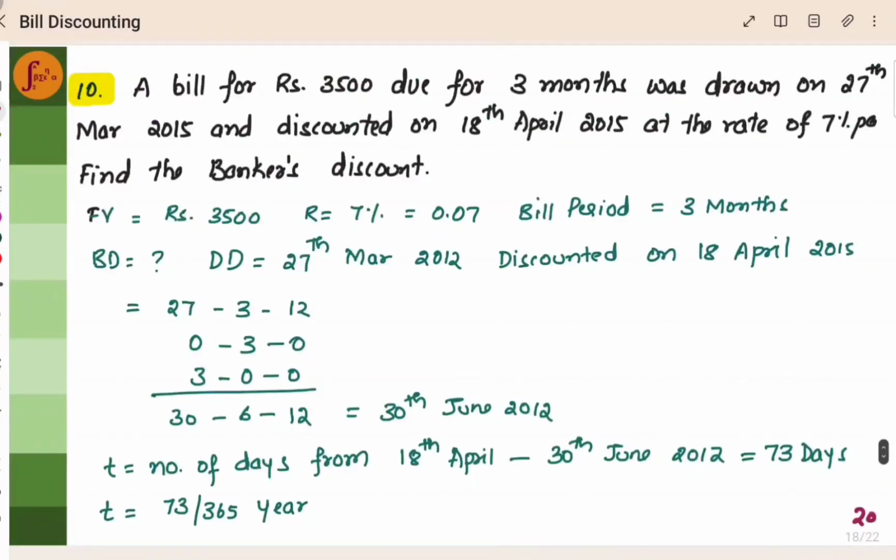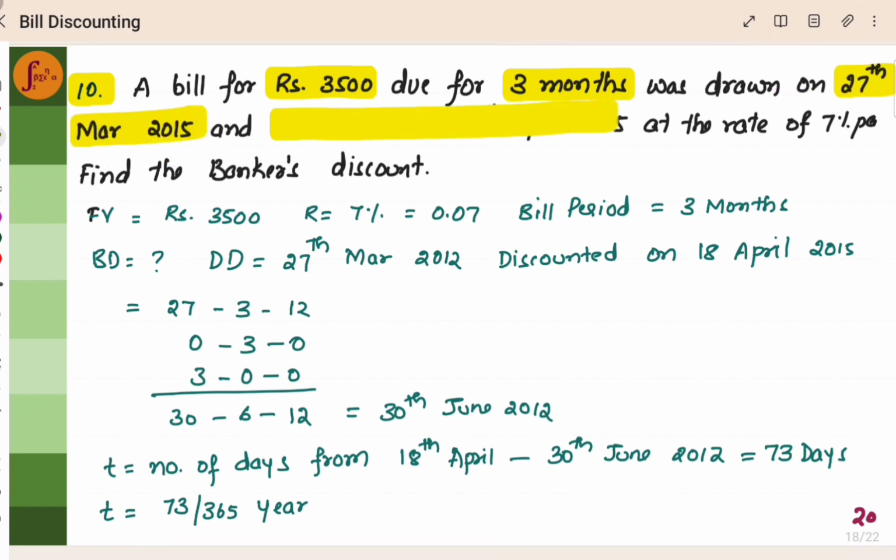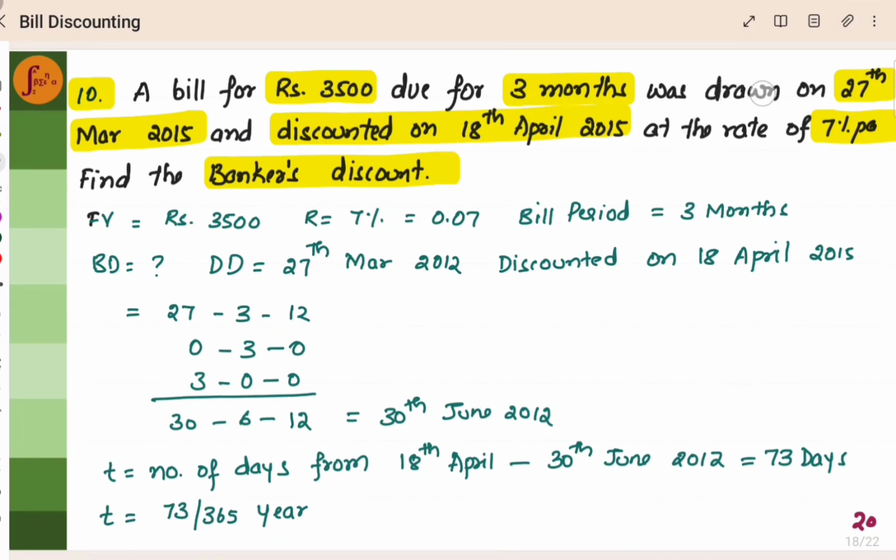Let's go to 10th problem. A bill for rupees 3,500. This is the face value. Due for 3 months, bill period. Drawn on 27th March, so drawing date is given. Discounted on 18th April, so discount date is given. At the rate of 7%, R is 7%. Find the banker's discount. Now what is the formula for a banker's discount? So here, it is slightly tricky, right? Time is given as 3 months, right? But you should not put T as 3 months. Right? You have to find the unexpired period.